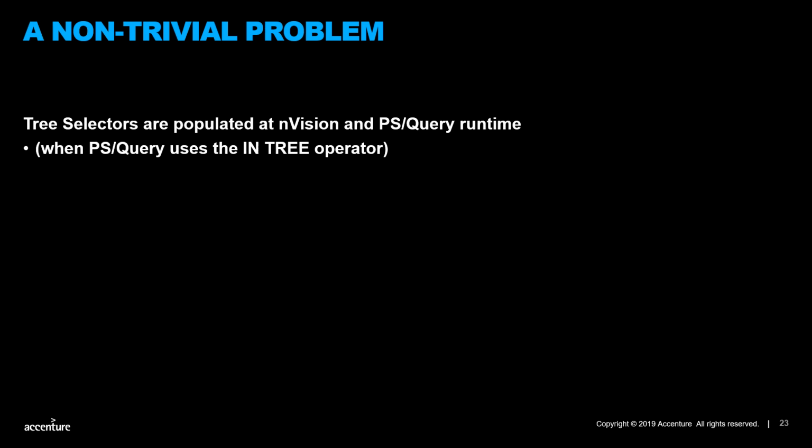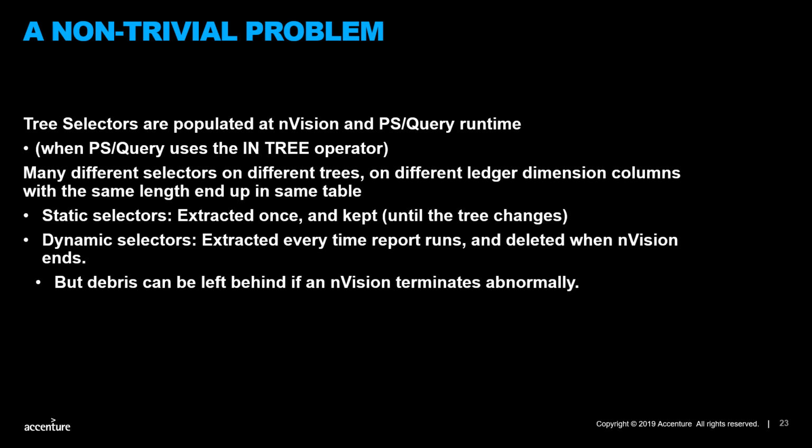So we're now left with a non-trivial problem. The tree selectors are populated at runtime, and you can have many different selectors on different trees on different ledger dimension columns in the same selector table. We get static selectors. The whole tree is extracted once and it's left there until the tree changes. What normally happens is every month they bring on a new tree. Or you have dynamic selectors where just the bit of the tree you're interested in reporting on is extracted every time the report runs, and then it's deleted when the report ends.